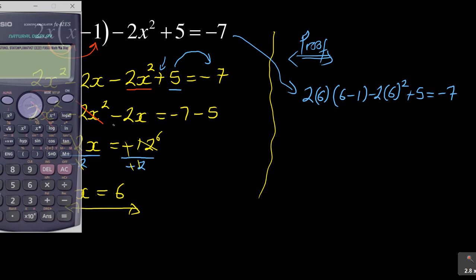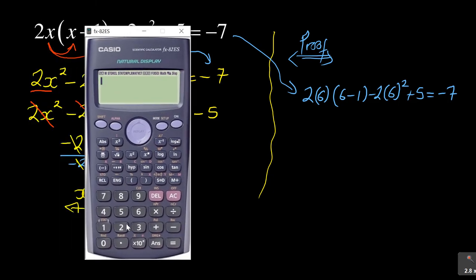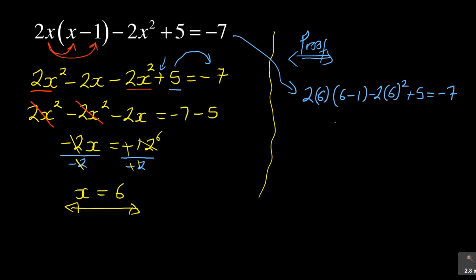Let us see with the calculator what it will give us. If I say 2 into 6, and then I've got 6 minus 1, minus 2 into 6 squared, plus 5. Now it's minus 7. So I've got minus 7 is equal to minus 7.